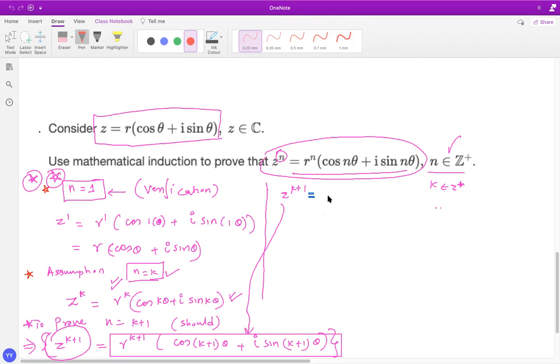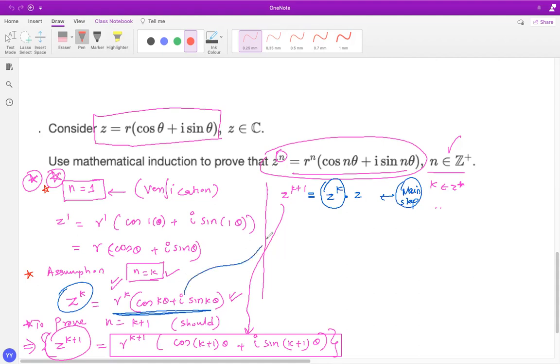So z to the power k plus 1, I can write down as z to the power k times z. Now this one is something that decides whether you're going to get the full marks or not. This is the main step I would put. Since I know z to the power k, if this is true, I can replace z to the power k with this, right?